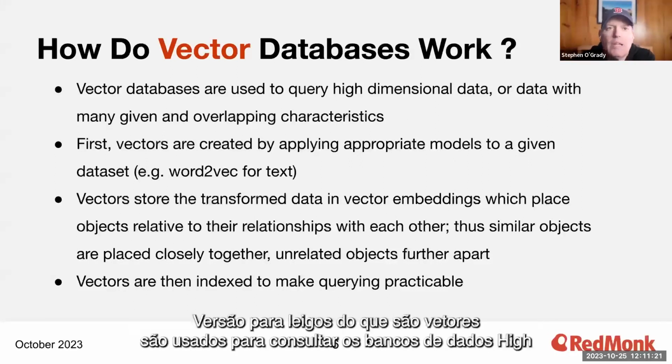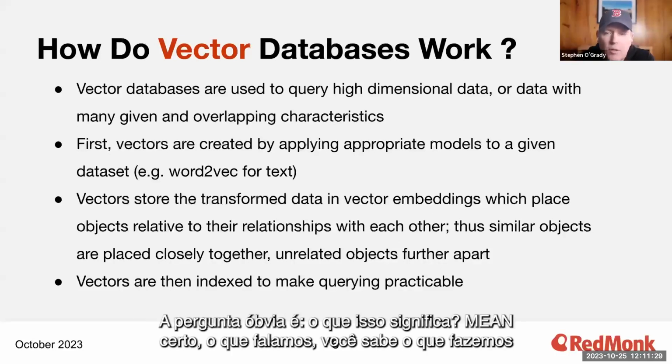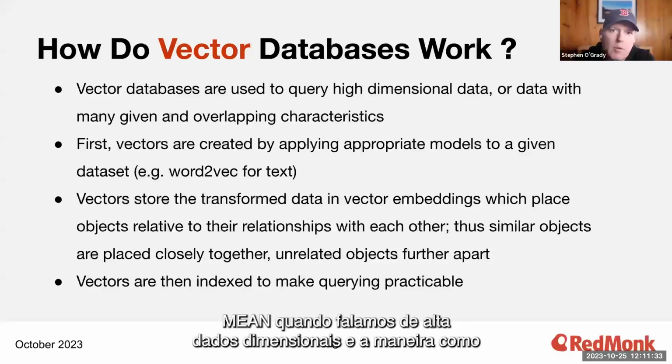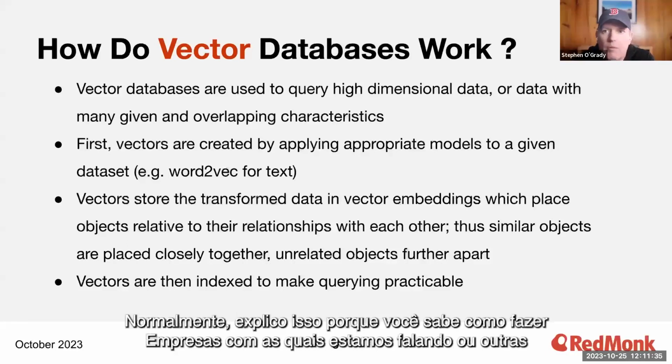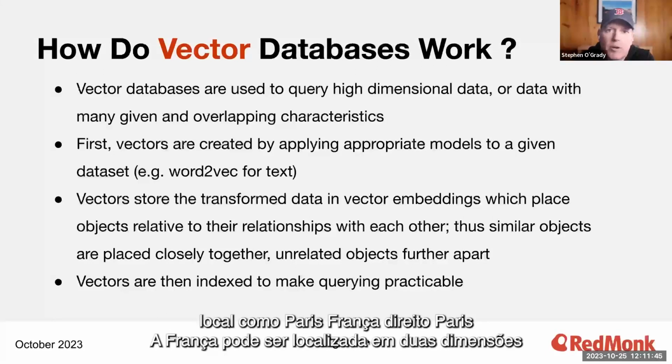But to give you a layman's version of what they are, vector databases are used to query high dimensional data or data with many given overlapping characteristics. So the obvious question is, what does that mean, right? What do we mean when we talk about high dimensional data? And the way that we typically explain this to enterprises we're talking to or other developers, for that matter, is that if we think about, take a location like Paris, France, right?